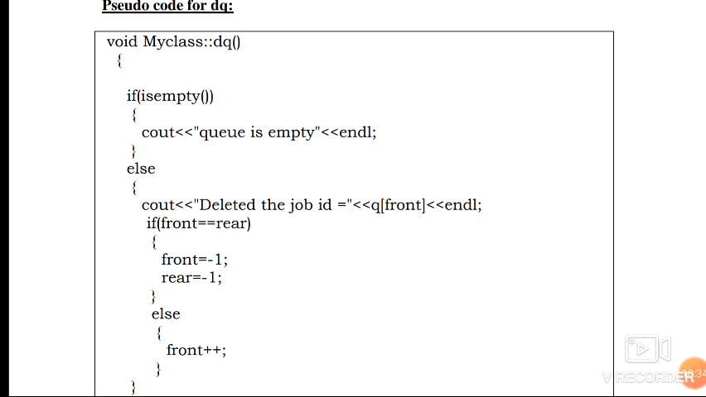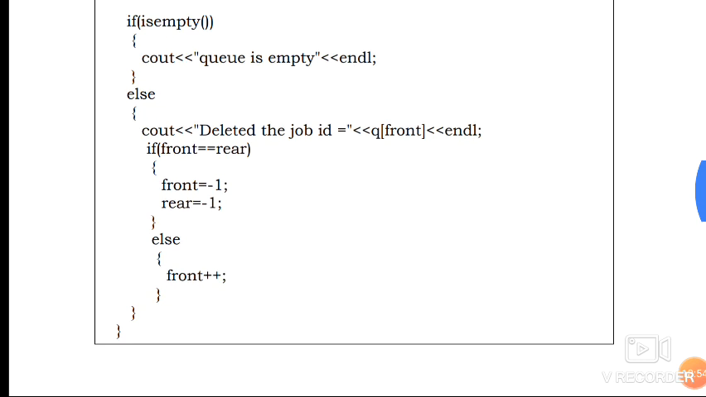So before deleting an element from the queue, we have to check whether the queue is empty or not. Right now we have deleted all the elements from the queue. Front and rear both are pointing to the same index. If front equal to rear is true, now front equal to -1 and rear equal to -1. Right now the situation is front and rear both are pointing to -1.